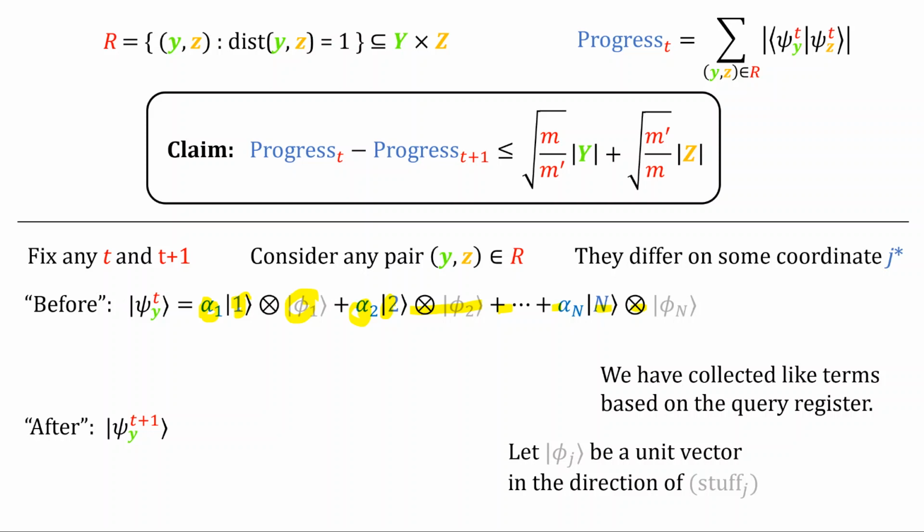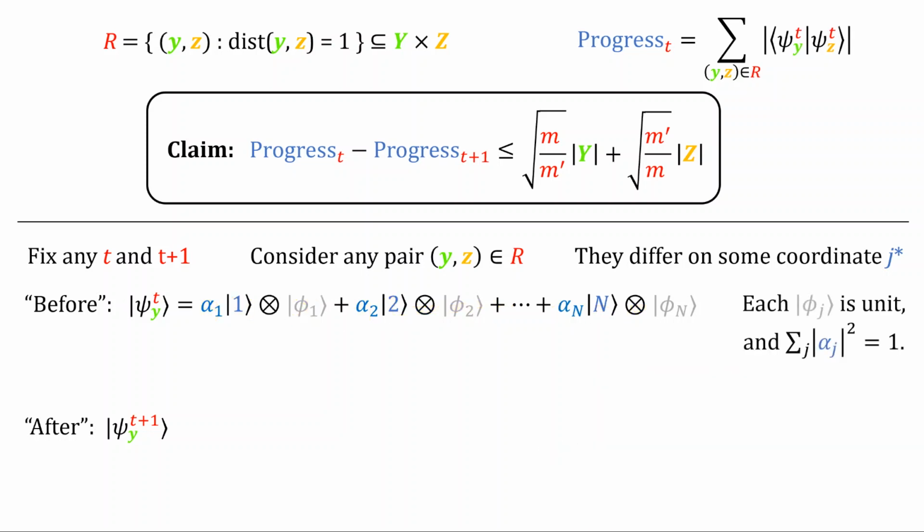Okay, so alpha 1 through alpha n measure, for this quantum state right before we do the t plus first query, how much amplitude the query is going to involve for each of the capital N coordinates 1 through capital N. Just a reminder, these phi's are unit vectors, and of course the sum of the squares of the amplitudes has to be 1 because it's a quantum state.